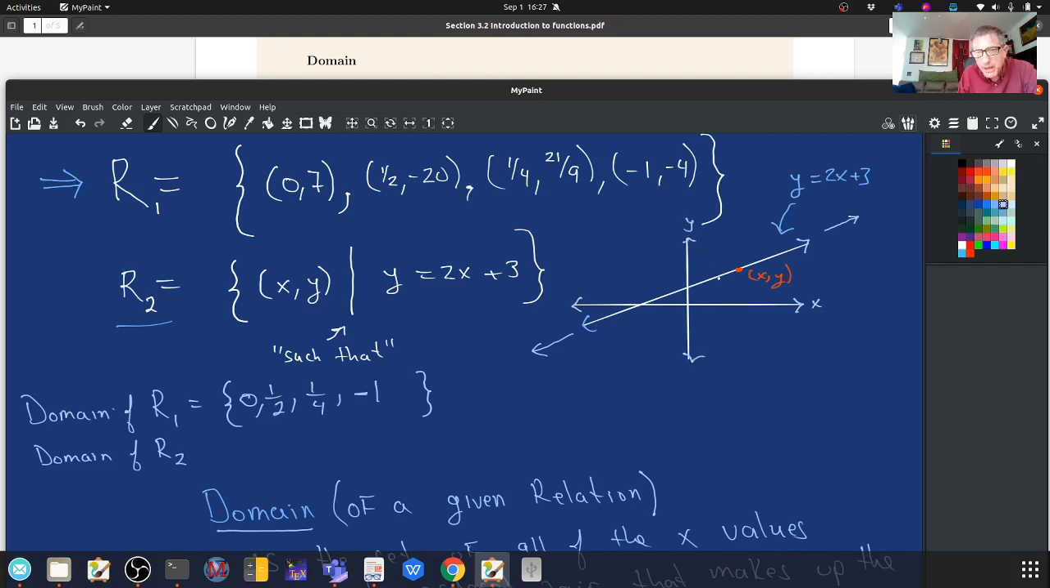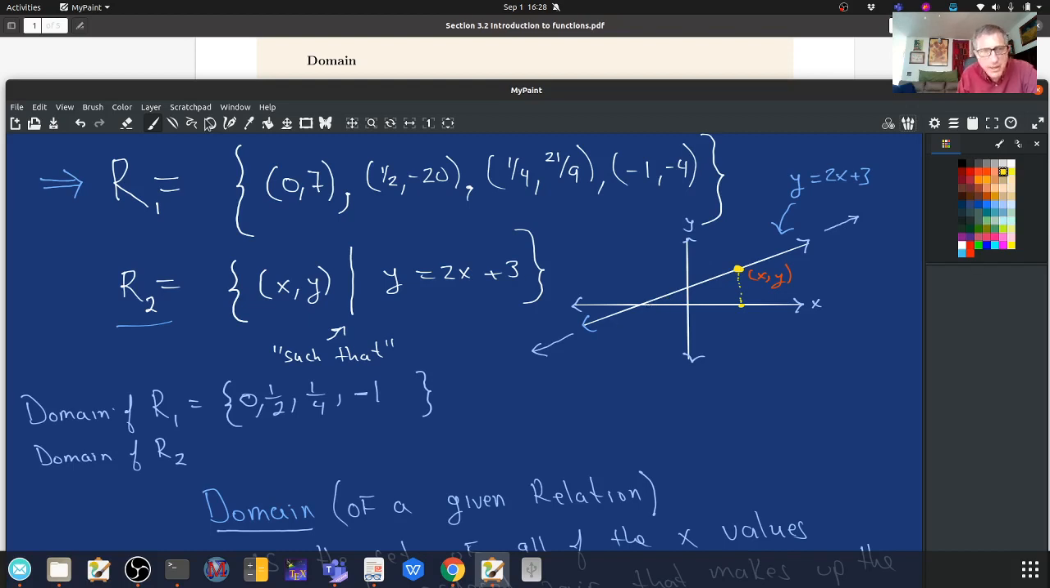So if you think about it, if I look at my x value here, so right here is a typical value xy that lies in the relation R2. R2 is given by all of the ordered pairs that lie on this line. If I drop a perpendicular down, I'm going to find an x value that would go into the set of the domain of R2. So that's going to cover an awful lot of space.